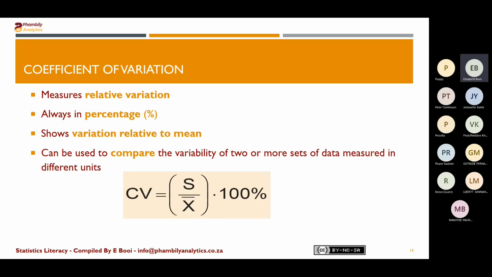The coefficient of variation is also another measure of variation, but it's always represented in a percentage format. And this shows your variation relative to the mean. Whereas the others was variation to the mean, this one is variation relative to the mean. And we can use it to compare two values. So let's look at our example.